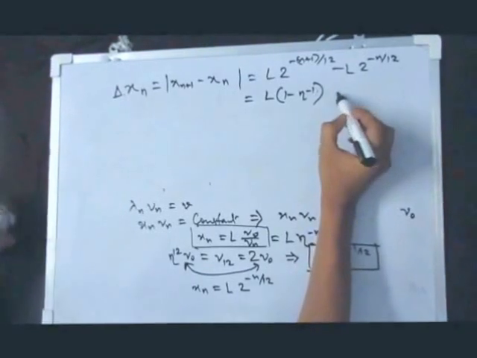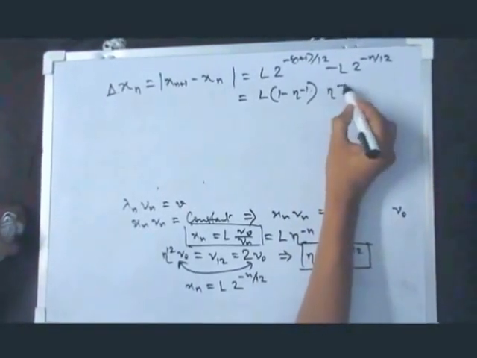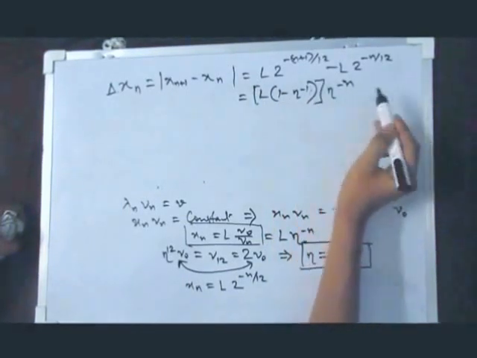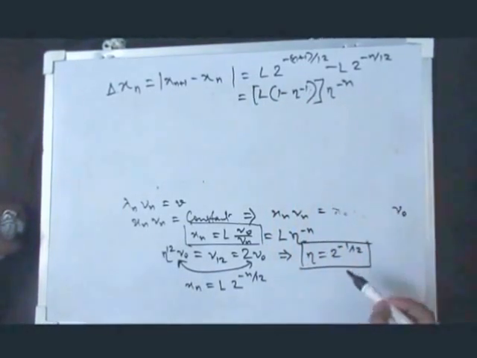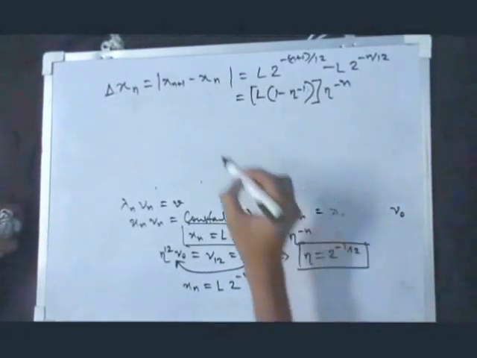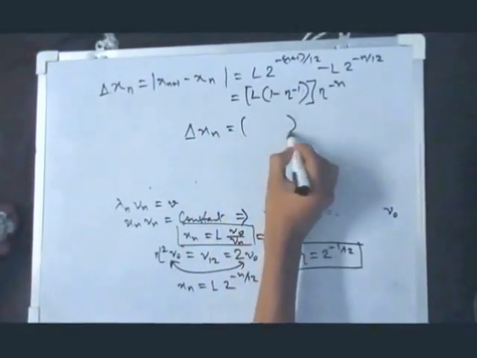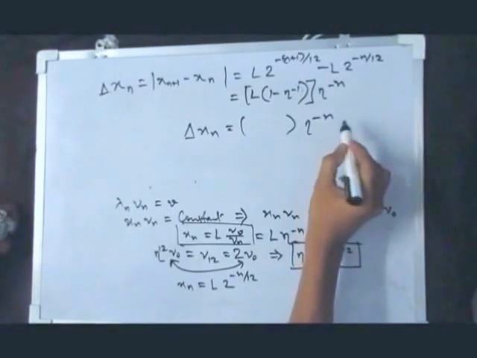times eta to the minus n. Now all of these being a constant. Now see, eta is a number greater than 1. 2 to the 1 by 12 is a number greater than 1. And we have a final expression, some constant times eta to the minus n.